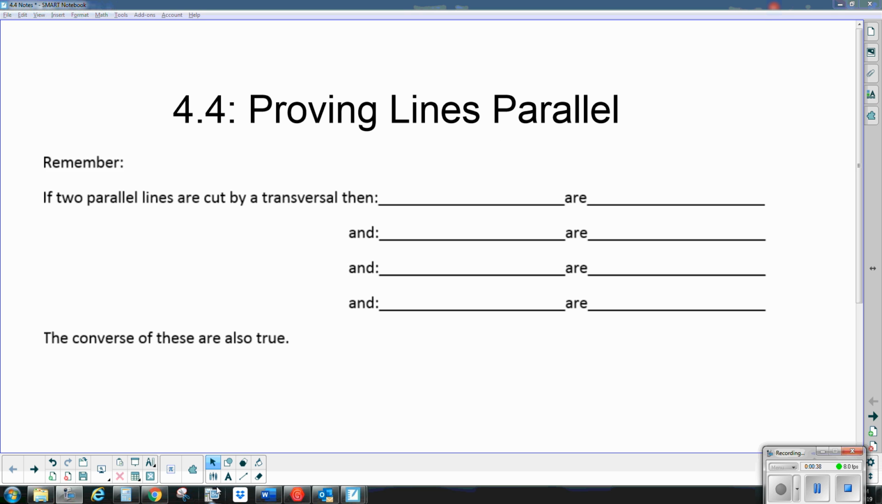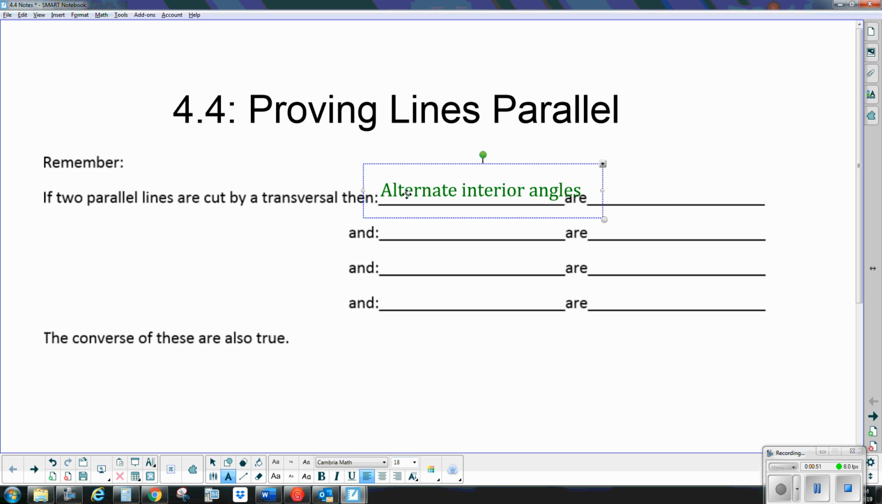So first, let's look at the alternate interior angles. If two parallel lines are cut by a transversal, then alternate interior angles are congruent. Let's look at our next angle relationship, and that's alternate exterior angles. So if two parallel lines are cut by a transversal, then alternate exterior angles are congruent.